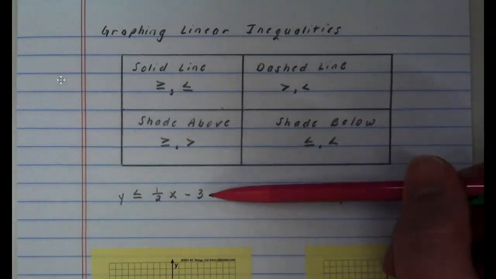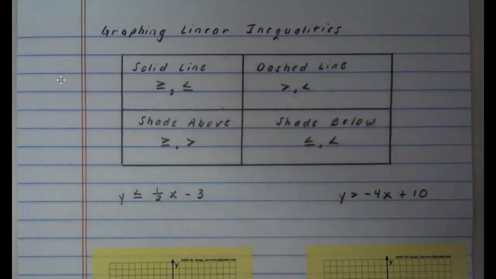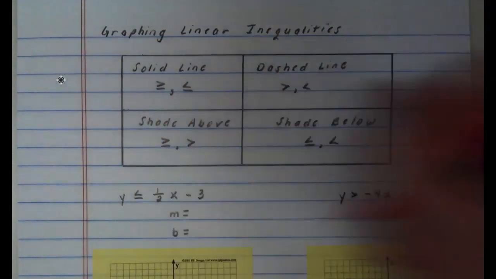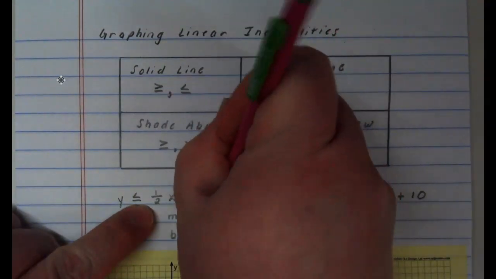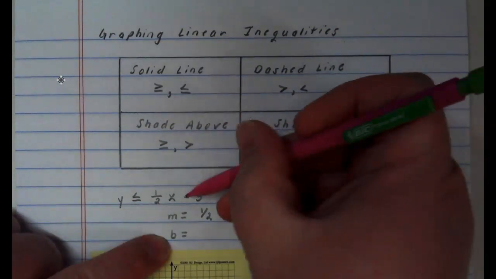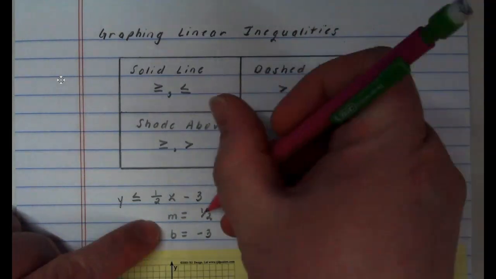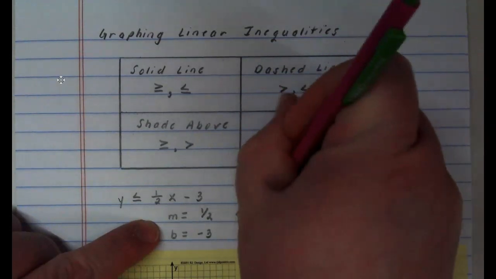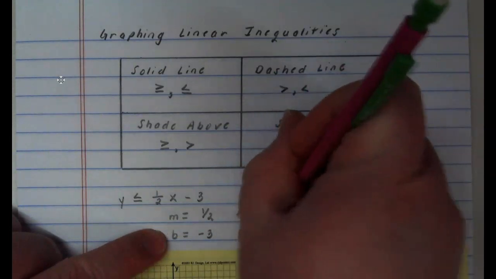So let's take a look at the first one. We have y is less than or equal to 1/2 x minus 3. It's important that we identify the slope and the intercept, the m and the b. The m value is the coefficient of x, which is 1/2. The b value is -3. Remember, 1 divided by 2 means up 1, right 2, and we're going to start at 0, -3.